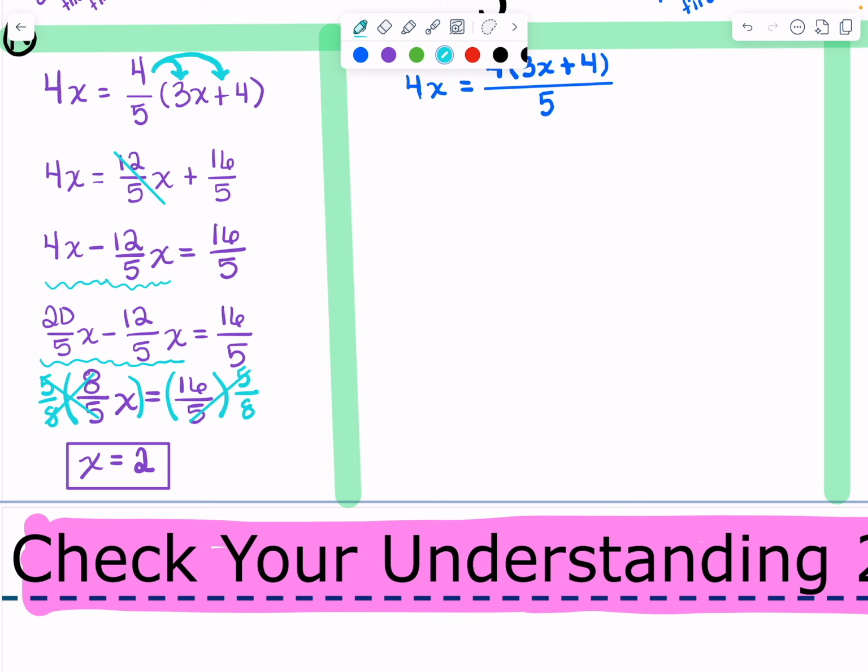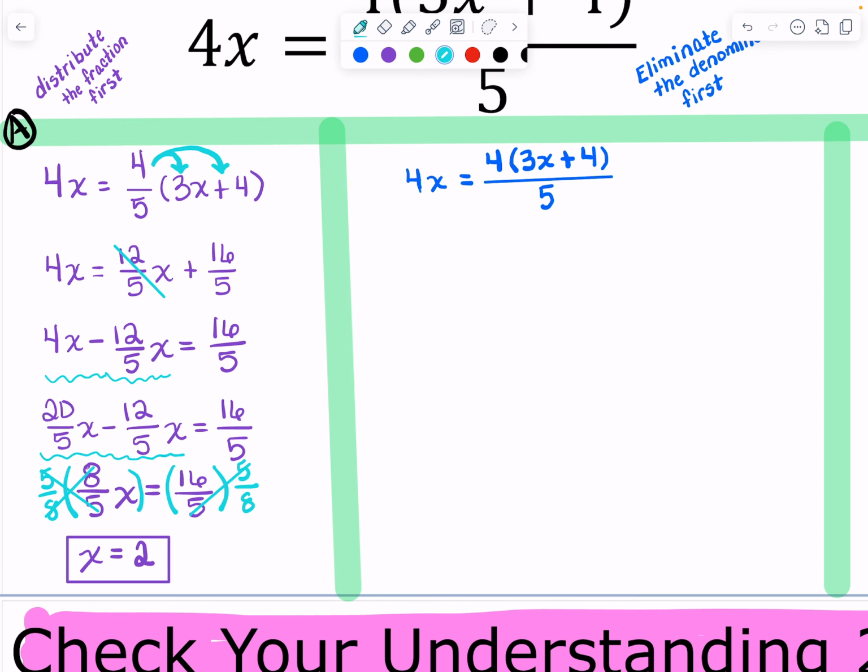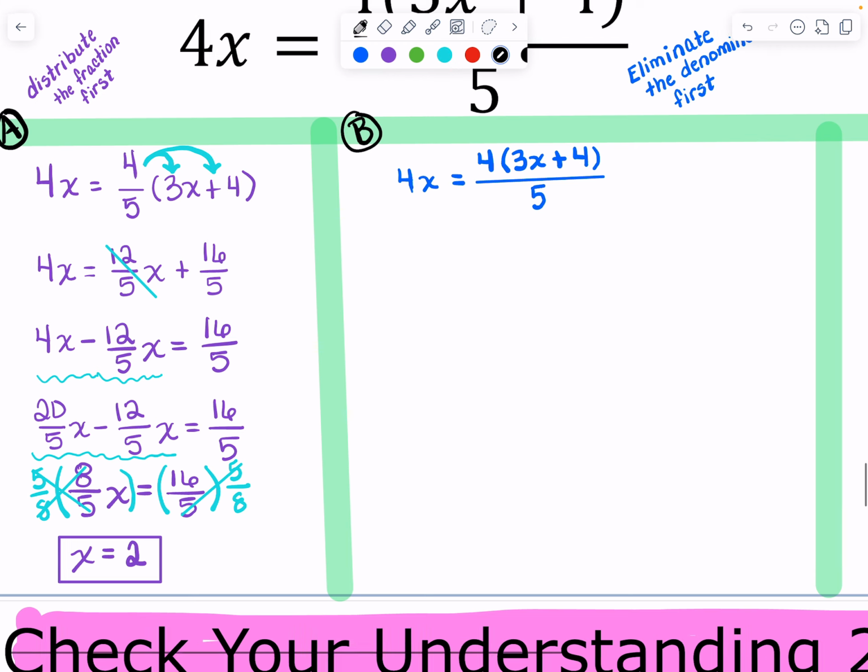Okay? So that method there on that one, we did distributing the fraction first. Now, on the other two methods, we're going to try something different. Okay? So be really careful on method A when we're talking about all these fractions. So let's look at option B. What can I do here?